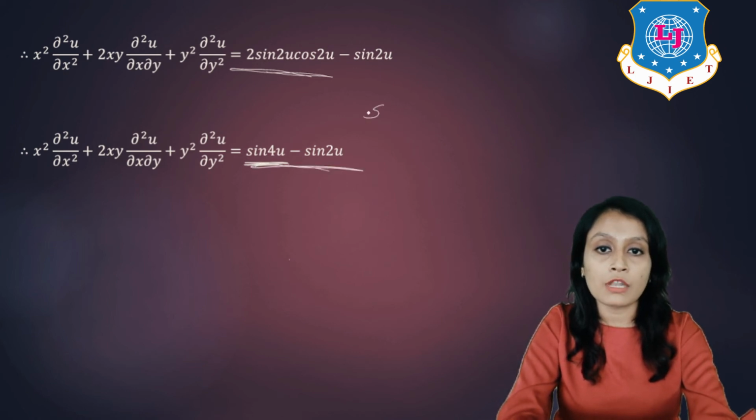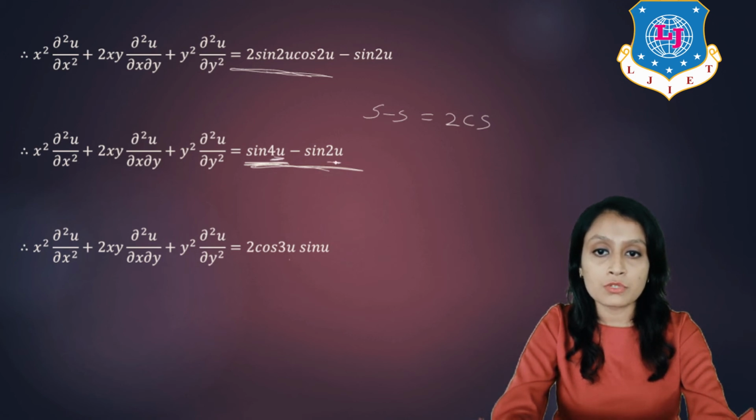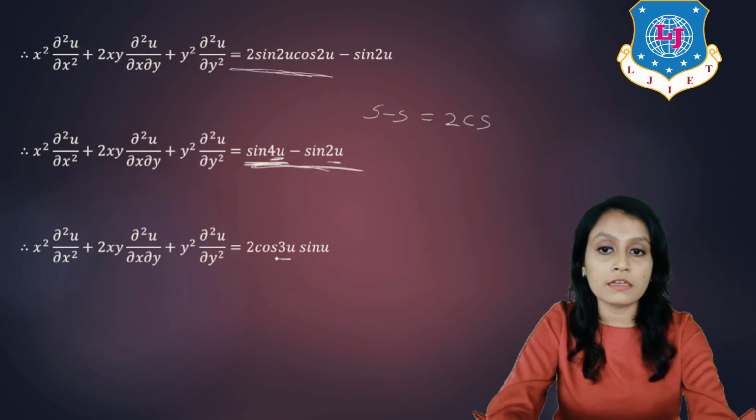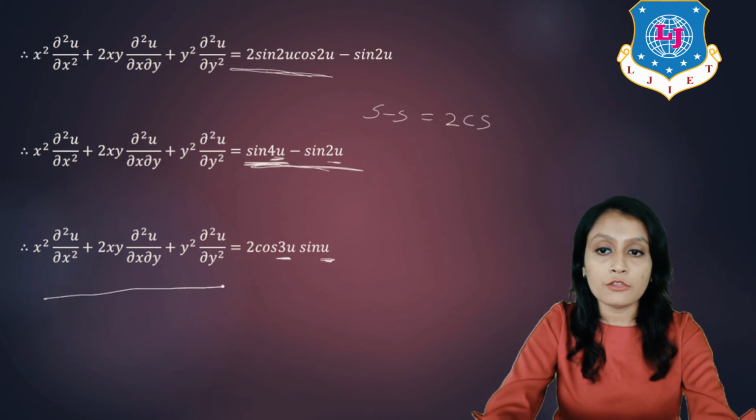Now we will apply the formula of sin C minus sin D, that is 2 cos sin. Okay, so on applying the formula you will get 2 cos. Now firstly we have to add them, that is 4u plus 2u, so 6u divided by 2, so you will get here 3u. Then 4u minus 2u, that is 2u, and divide by 2, so you will get here u. So finally the answer of x square del square u by del x square plus 2xy del square u by del x del y plus y square del square u by del y square is equal to 2 cos 3u into sin u. This is what we want to prove.